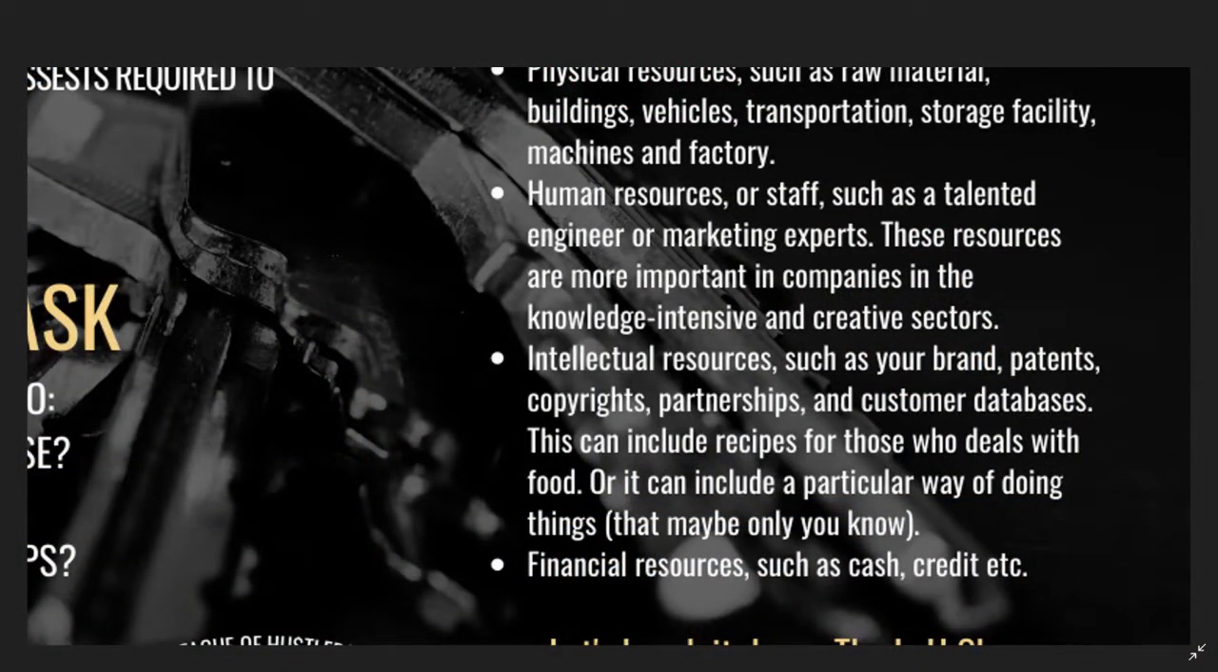And the last one: financial resources, like what we talked about a little earlier.